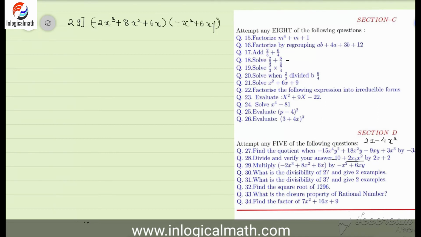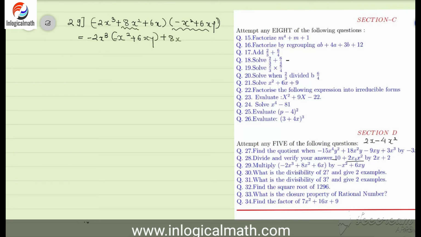For doing any kind of multiplication, take the first term, whether it is monomial, binomial, or trinomial, we don't have to keep that in mind. Just take the first term from the first bracket, minus 2x cube, and write the other bracket as it is. So what is it? Minus x square plus 6xy, plus write 8x square as it is.